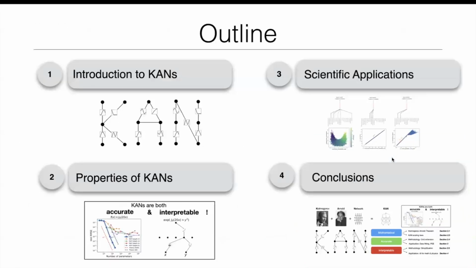So the outline of my talk is as follows. I want to first start with an introduction to KANs to explain what they are. In the second part of the talk, I want to talk about properties of KANs and also contrast them a bit to traditional neural networks. And then in the third part, I want to talk about scientific applications of KANs, and again, mostly contrast them with what has been done in neural networks. And in the end, I'll present a brief conclusion.